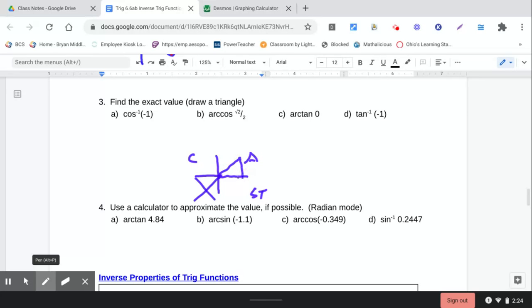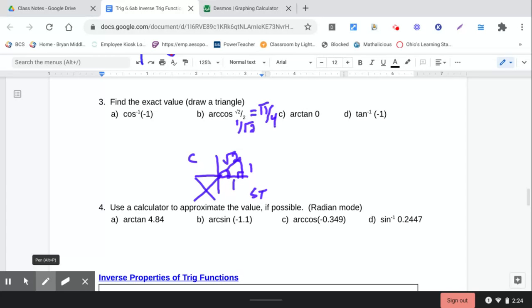So that's where we're going to draw this triangle. Now, you can see root 2 over 2. That's the same thing as 1 over root 2. So it might be easier to label your sides that way, 1 and root 2. And you probably recognize that triangle. That's a 45, 45, 90 triangle. Okay, this is 45 degrees, which is pi over 4. And that's our answer. The arc cosine of root 2 over 2 is pi over 4.